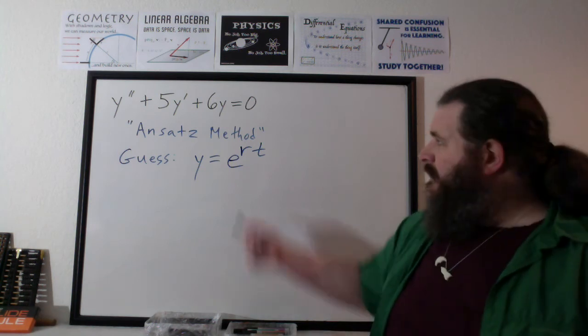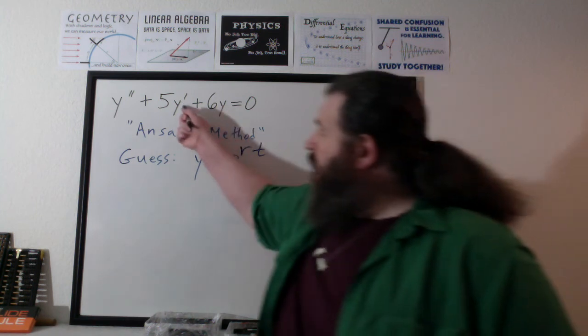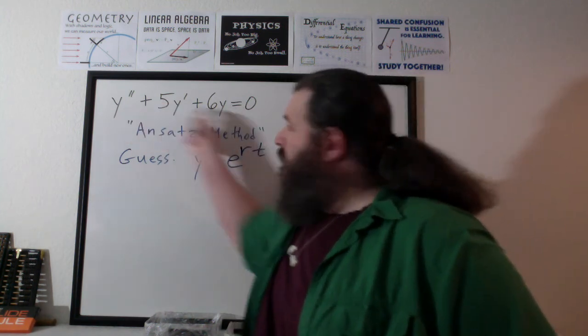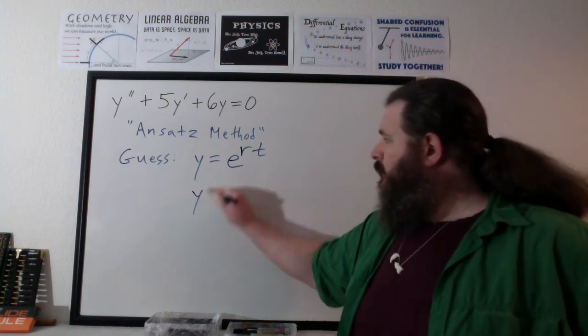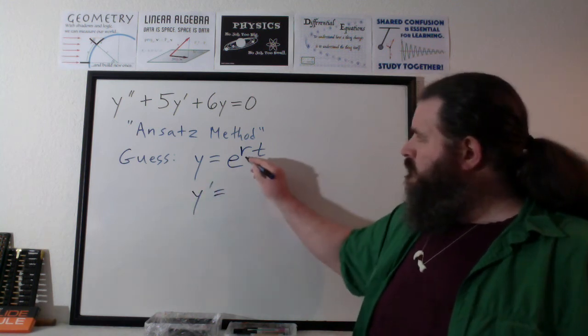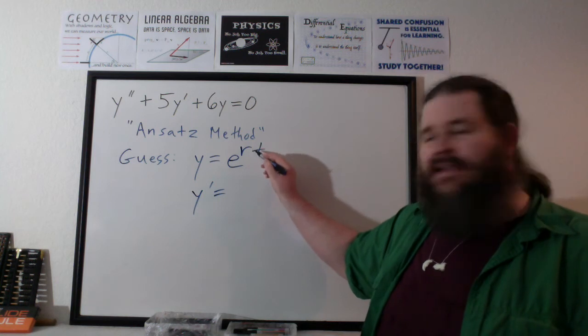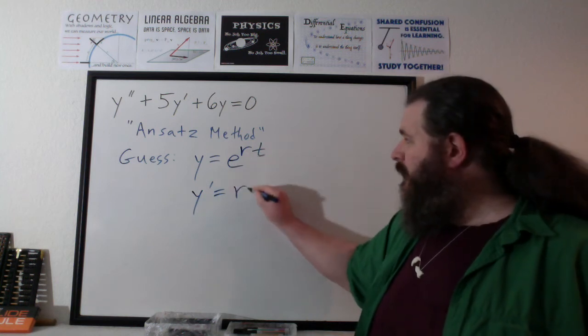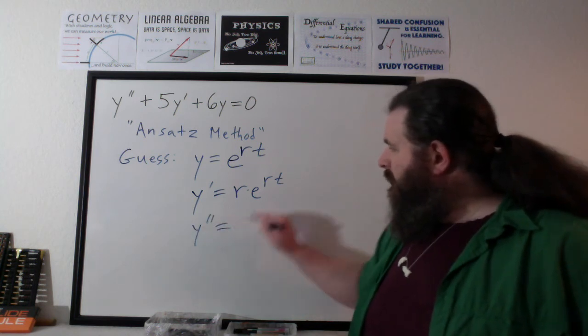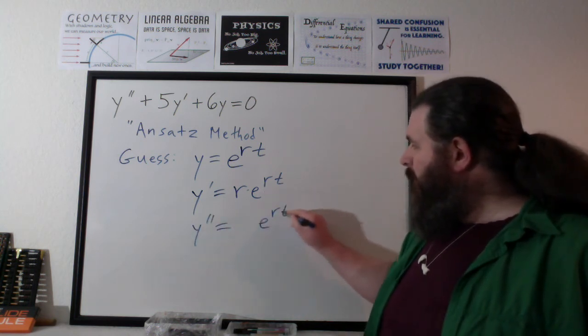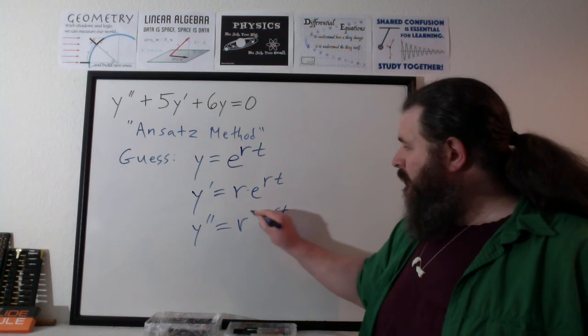Our next step, we're going to take this function and its derivatives and insert those back into the original differential equation. So of course when we take the derivatives, y prime, e to the rt stays e to the rt, but the chain rule brings out an extra times r. Y double prime, e to the rt still stays e to the rt, but we get another times r, making it r squared.